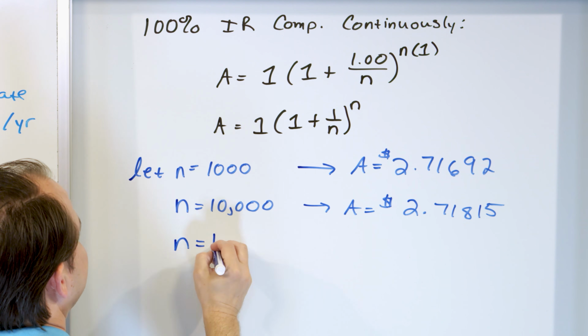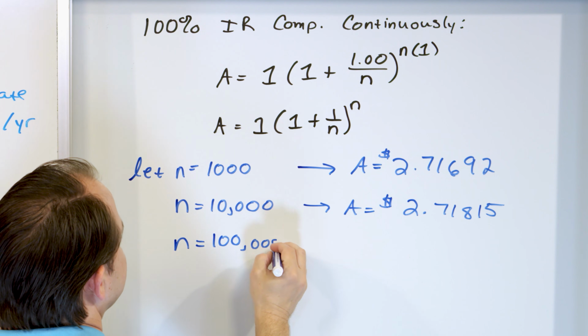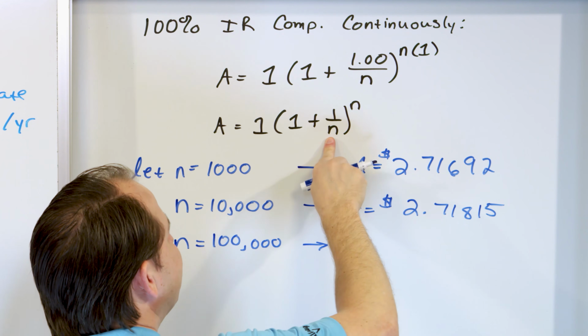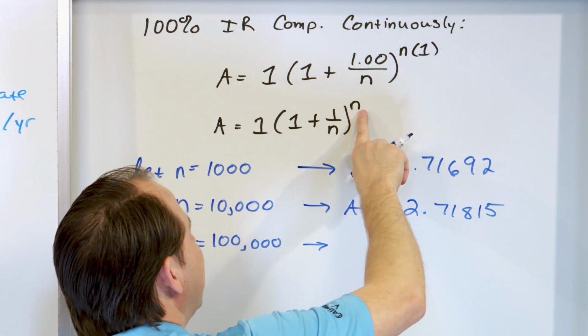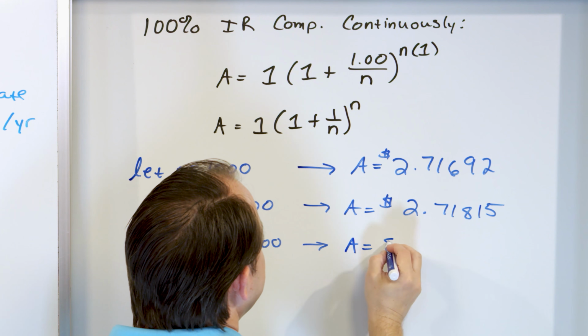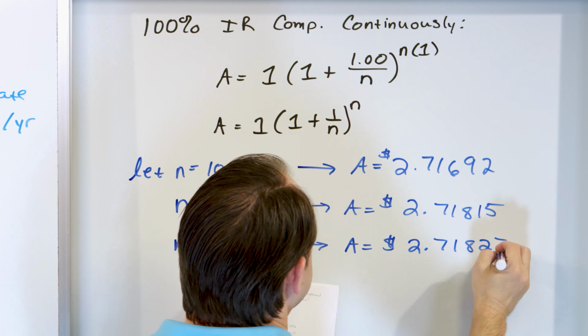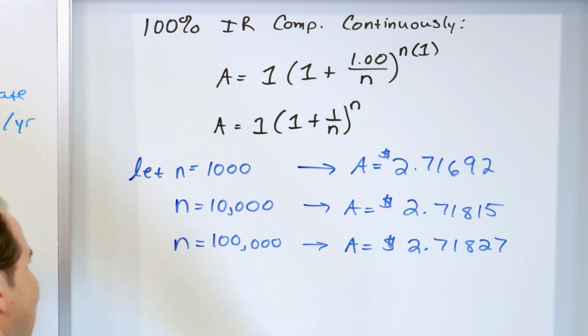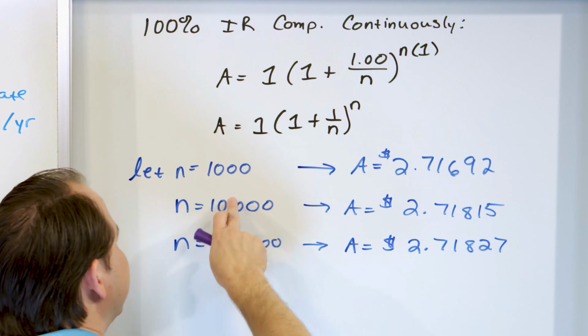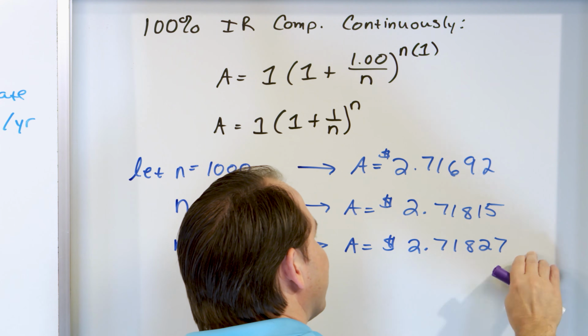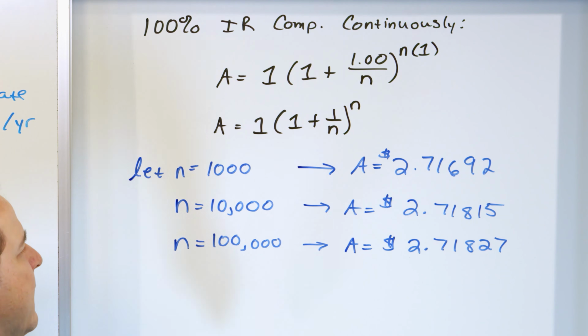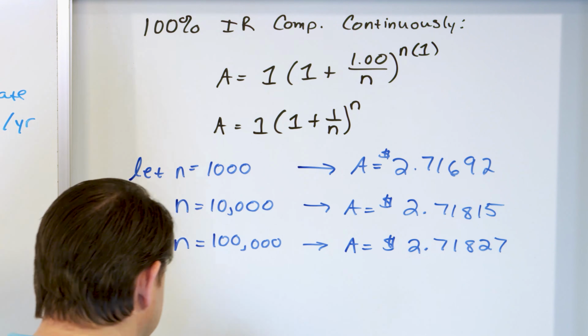Let's go to our last one, 100,000. I chop the year into 100,000 pieces, I raise it to 100,000, and then the number that I get here is 2.71827. Again, very little difference between these. You can see as I increase the number n, I'm rapidly approaching some critical value. I'm never going to get past 2.8, right?